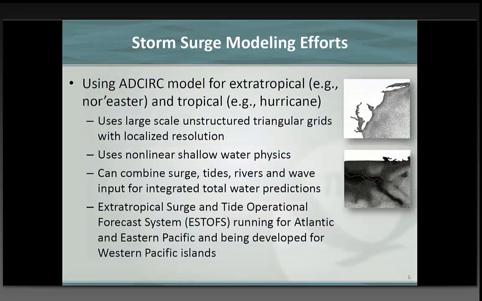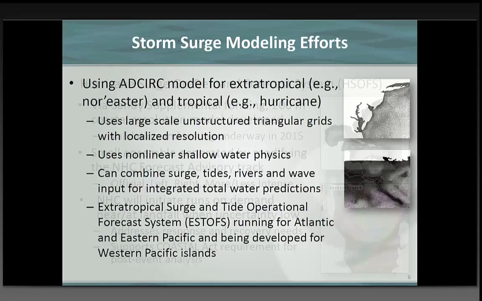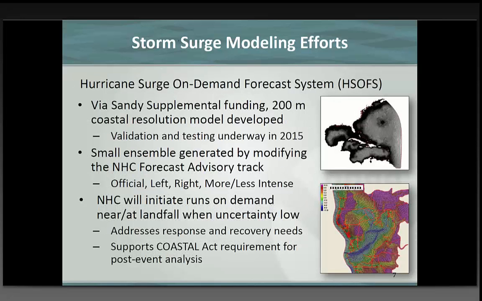Quickly talking about storm surge again, my office oversees more of the OFS effort, while Jesse's group over at CSDL has been looking over the storm surge modeling efforts. Right now we have capability on the east and west coasts and around the Hawaiian Islands. They're also starting to develop capabilities in our territories out in the western Pacific. In 16, they're going to deliver a hurricane surge on-demand forecast system, to resolve more of the tropical surge prediction needs. It's initiated by the Hurricane Center, so it's going to be an on-demand system as the hurricane approaches. We'll see this, I believe, in quarter three.